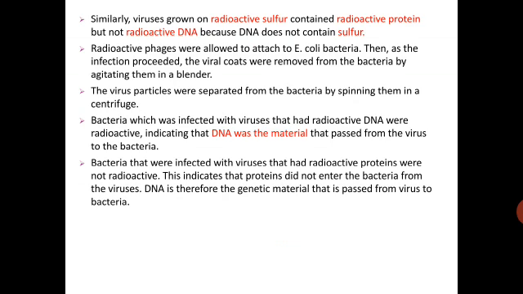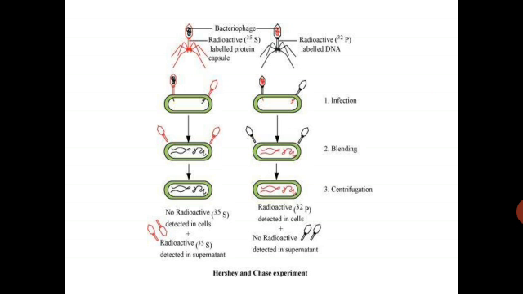A very important question again from the exam point of view. Please remember, the Griffith experiment is important for 5 marks. Again, the Hershey and Chase experiment is also important. So please go through this and be perfect with these. Diagrammatically it has been shown here, the Hershey and Chase experiment. Please practice the diagram along with the description. You have to explain this in the examination. The first step is infection, then blending, and the third step is centrifugation.